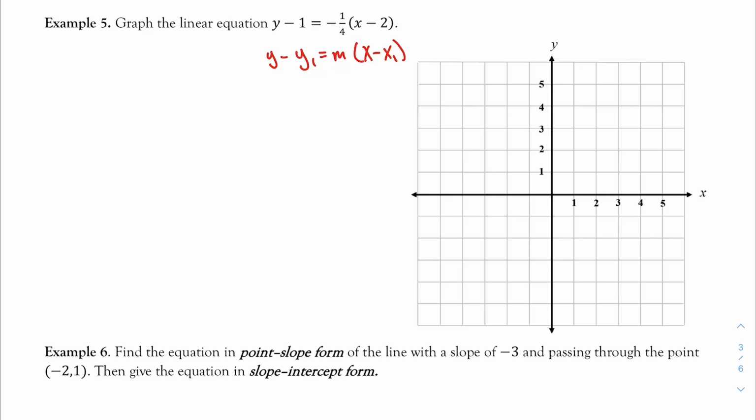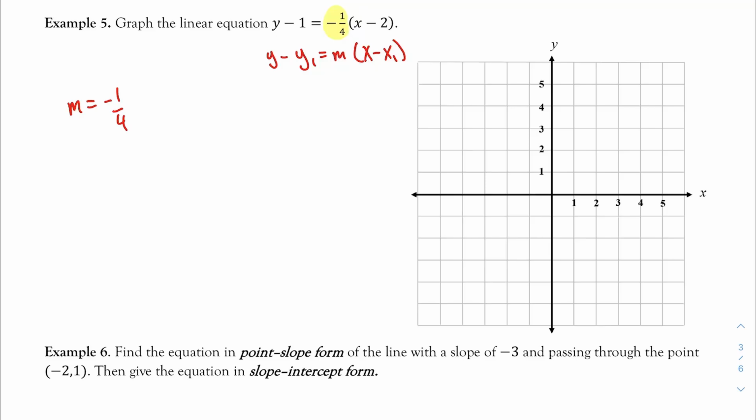So if I compare this equation to my point-slope form, let's start off with figuring out what my slope is. Well, the slope is what's in front of, or outside my parentheses, x minus x1. In this case, I can identify my m to be negative 1/4. So let's go ahead and write that down. So I have slope is negative 1/4.